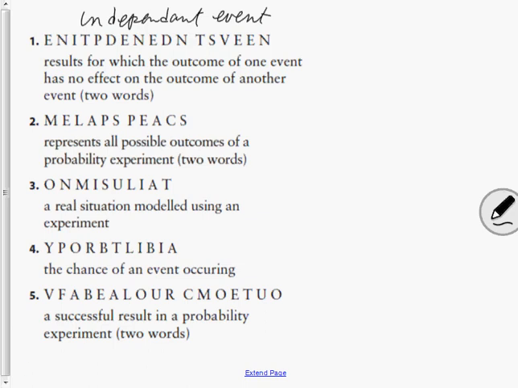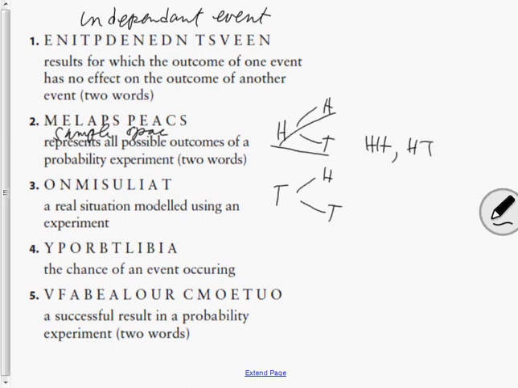So an independent event just basically means there is no influence on the second event or another event. The second word is a sample space. A sample space is a way to organize all of your probability. Usually if we have a tree diagram like heads and tails on the first coin, heads and tails on the second coin, all of your possible combinations would be heads, heads, heads, tails, tails, heads, and tails, tails. This is called your sample space. It's just your organization of all your possible outcomes.